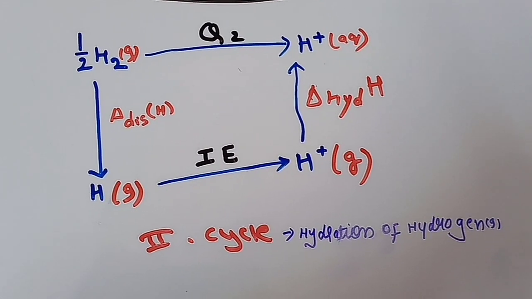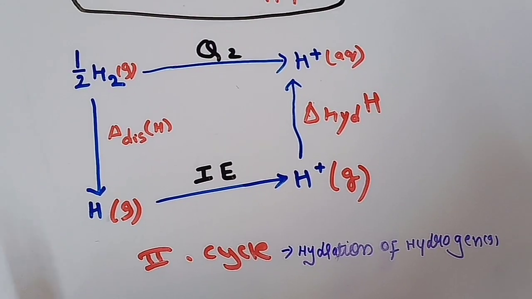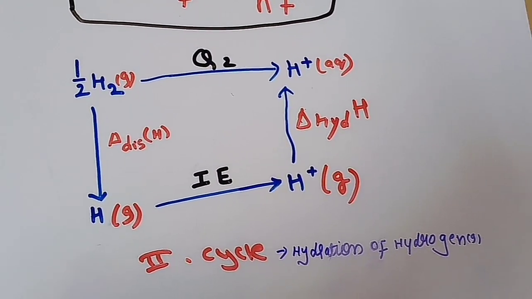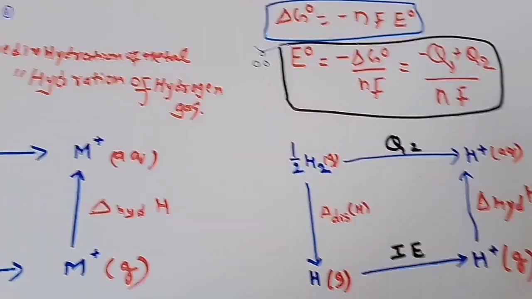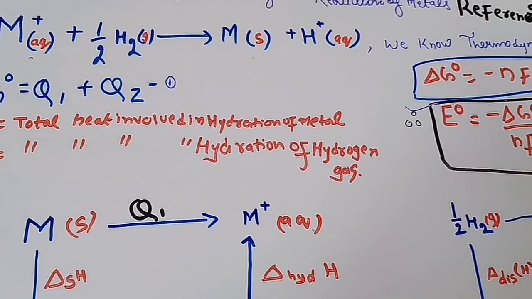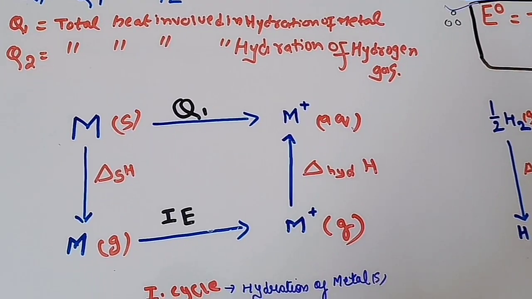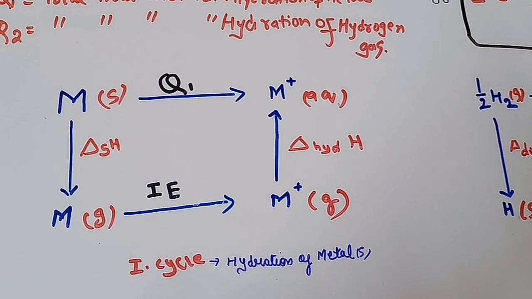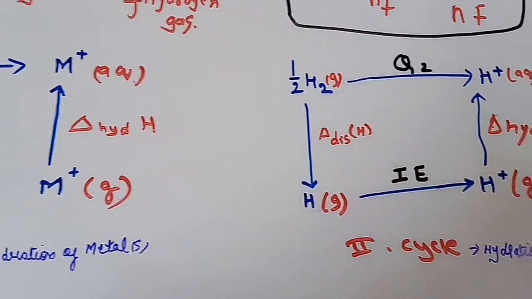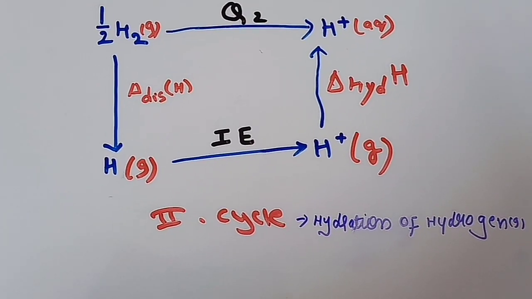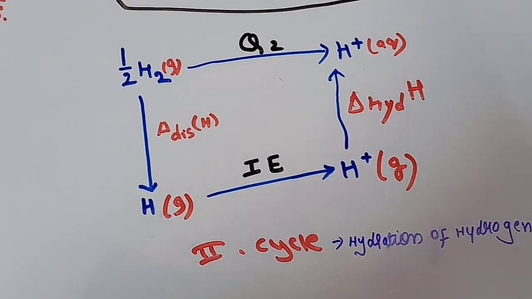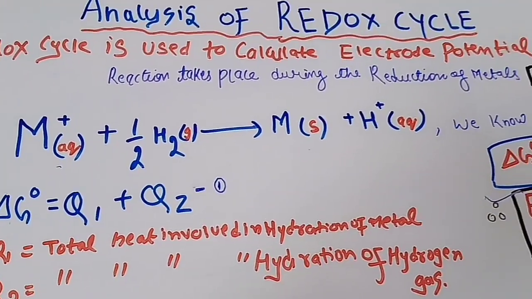As we have already studied the Born-Haber cycle for sodium chloride, these cycles are similar. In this topic we are going to calculate the free energy changes in both cycles. That is, in the first, how much heat is evolved in the hydration of metals, and how much heat is evolved in the hydration of the hydrogen gas. So now let us start our topic in detail.